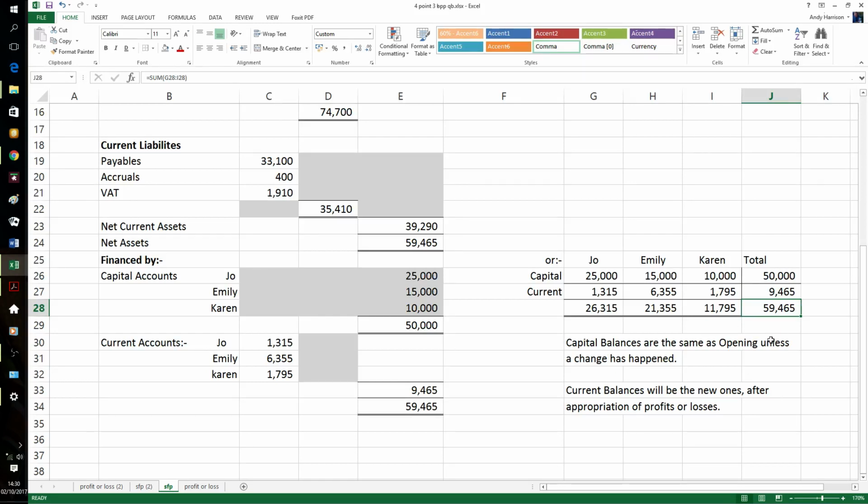So capital balance is the same as opening unless a change has happened. Current balance is the new ones after appropriation of profit or losses. Were they debit balances, so that they would just go down as a negative figure here, or you'd put a negative figure in here, and then it'll come to the right balance.